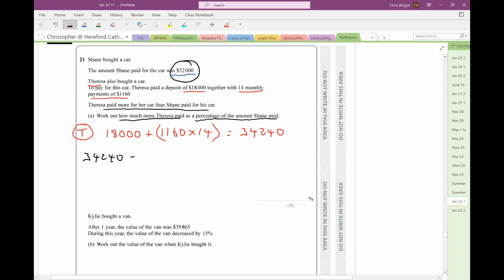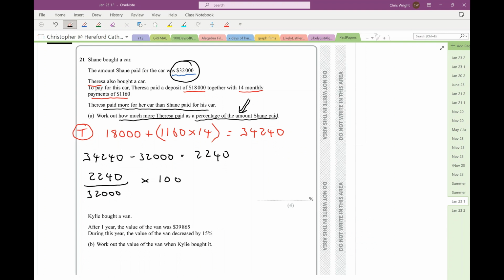34,240. So if I do the amount Teresa paid minus the amount that Shane paid, now I know that Teresa paid 2,240 more than Shane. But what is that as a percentage of the amount that Shane paid? Well, 2,240 out of what Shane paid times by 100. So 2,240 divided by 32,000 times by 100 equals 7. So 7% is the answer.